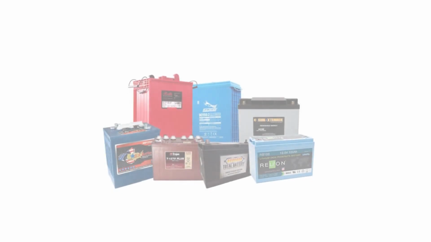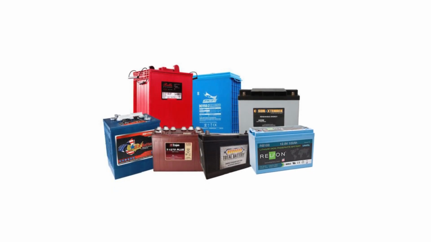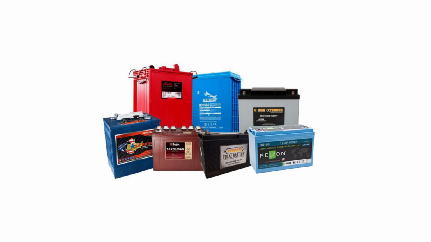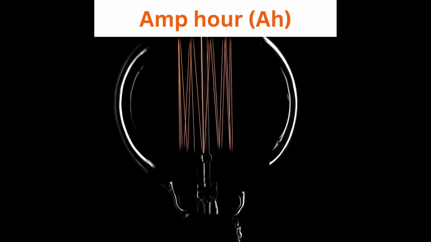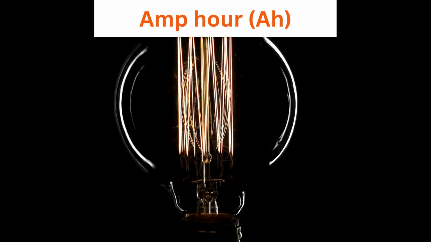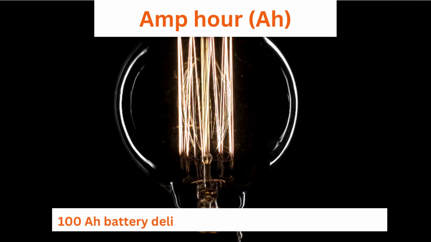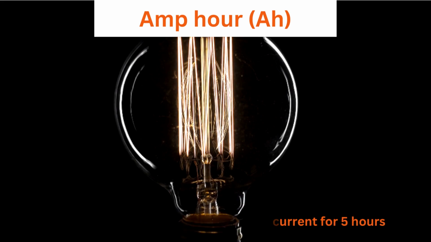So you are looking for a battery and not sure how. Firstly, a few concepts. Amp hour. This measure represents the battery's capacity to store energy. It indicates the amount of current a battery can supply over a specific period. For instance, a 100 amp hour battery can theoretically deliver 20 amps of current for 5 hours.